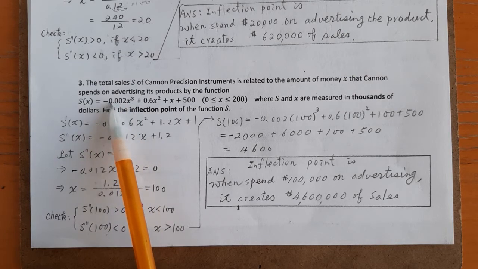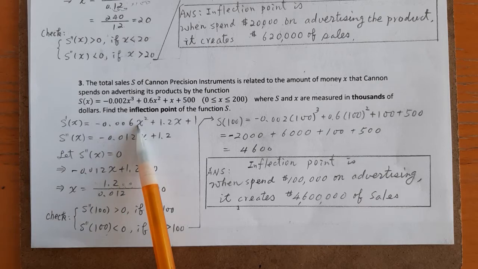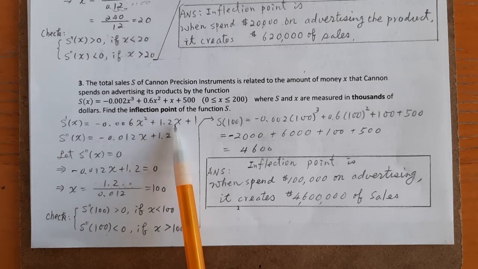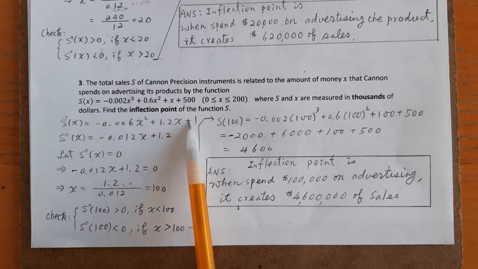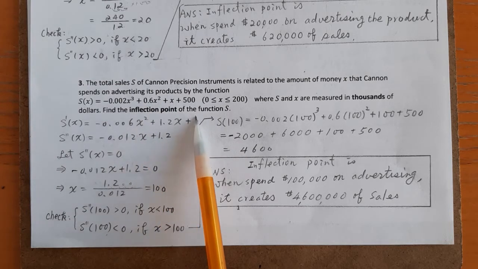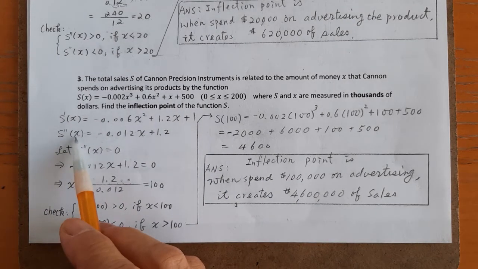3 times negative 0.002 is negative 0.006 x. 3 minus 1 is x squared, plus 0.6 times 2 is 1.2. 2 minus 1 is x to the power 1, plus 1x, the derivative is just 1. And the 500, the derivative is 0. Then take the second derivative.